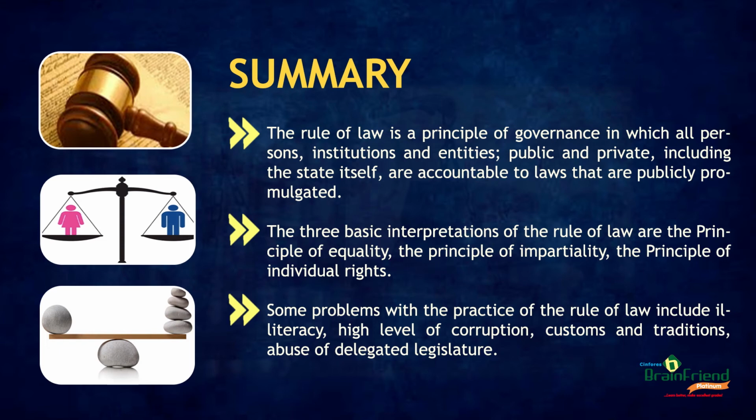Then we also looked at three basic interpretations of the rule of law, and we said that the principle of equality, the principle of impartiality, and lastly, the principle of individual rights are the three basic and fundamental interpretations of the rule of law. And lastly, we said that some of the problems attached with the practice of the rule of law include illiteracy of the people, high level of corruption, abuse of delegated legislature, and customs and traditions. Let us now take some of these questions to test our knowledge on what we've learned so far.